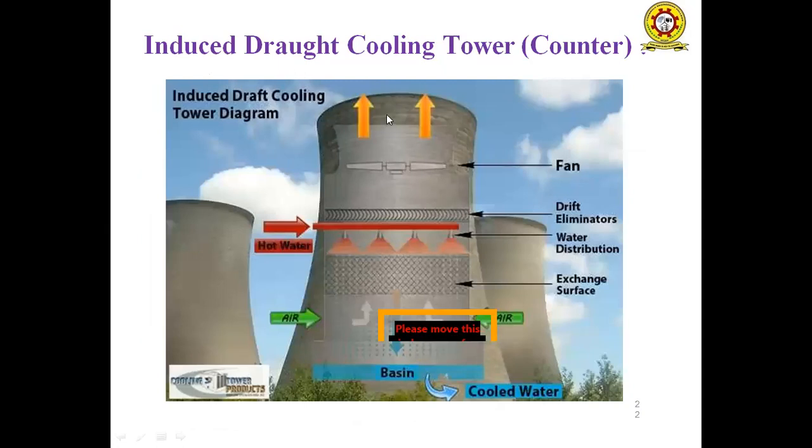The fan is situated at the top for removing the hot air, and the drift eliminators are there. Here the water distribution is there, and the hot water is sent here. There will be heat exchange between the water and the air passing through the fill. Here is the exchanging surface of the air, cooling water and the hot water. So this is the basin. After the heat is exchanged, the hot water is converted into cold water, which is collected at the basin. From the basin, the cold water is sent to the condenser, where it is used as feed.